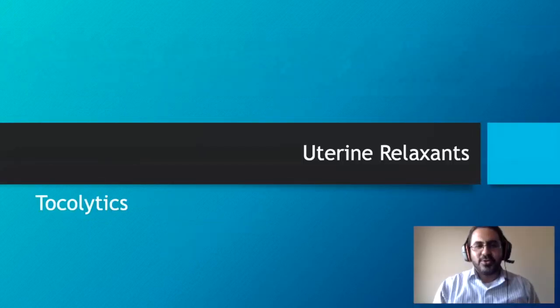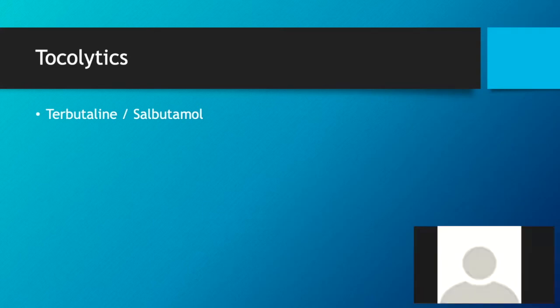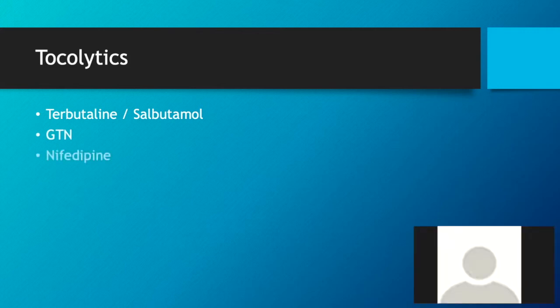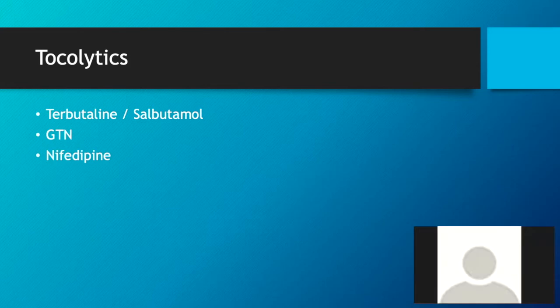So going back to tocolytics or uterine relaxants, what sort of tocolytics do we know about, that we can use or we've seen on labor ward? I'm taking away my favorite so that people can't say it. I don't know any others. GTN. Okay, we don't really know the evidence for it. Nifedipine. Okay. Anything else? Pain relief. Say that again. I mean, it's a bit of a punt.